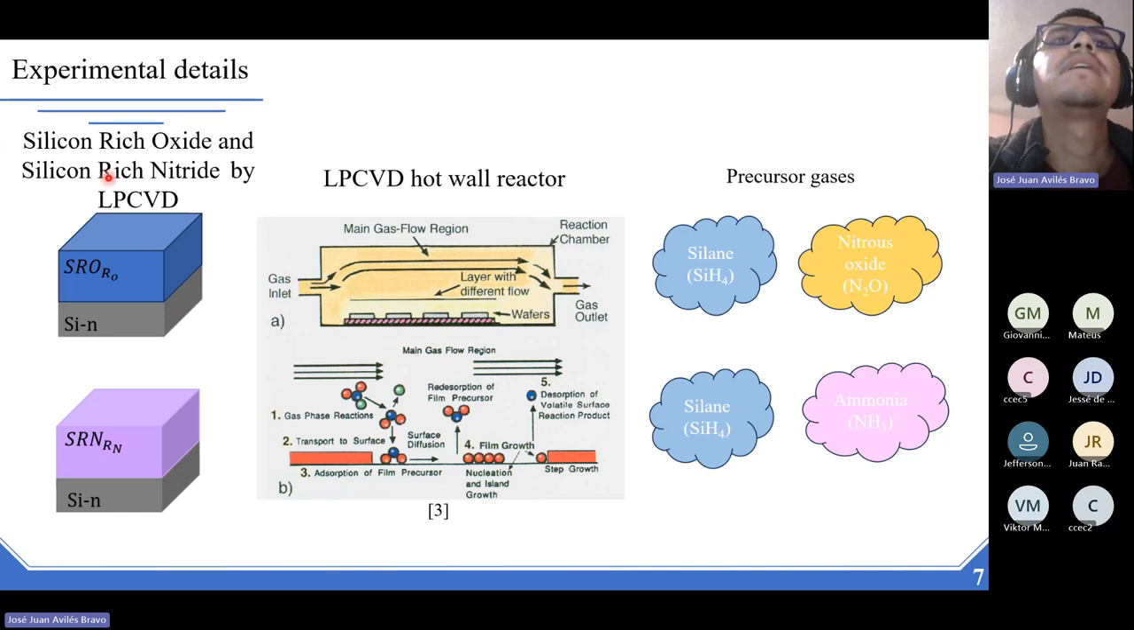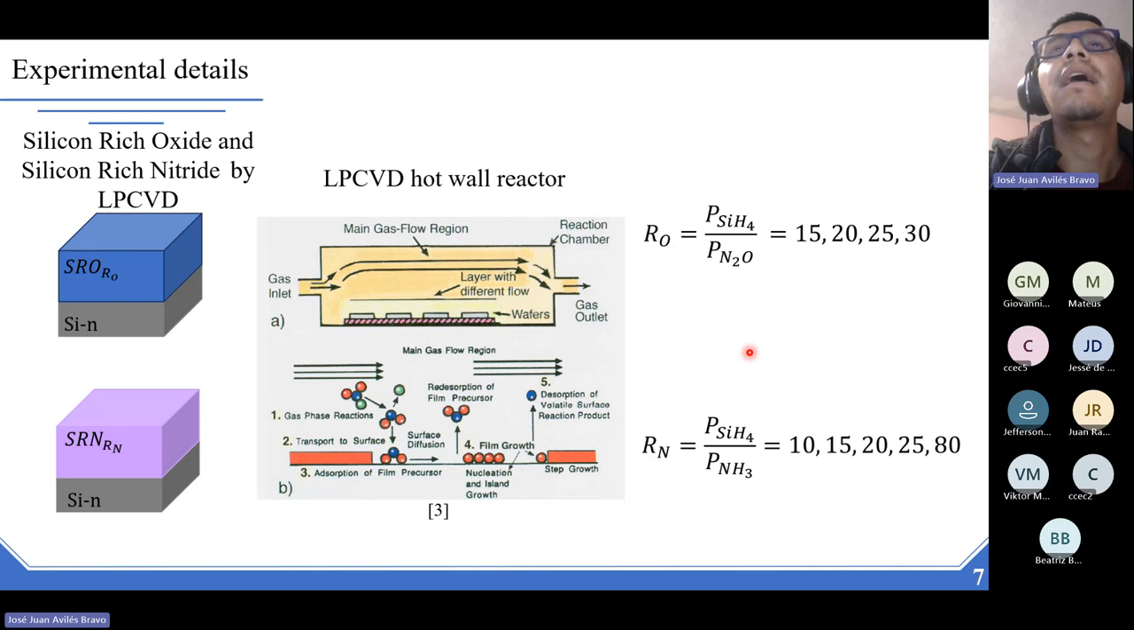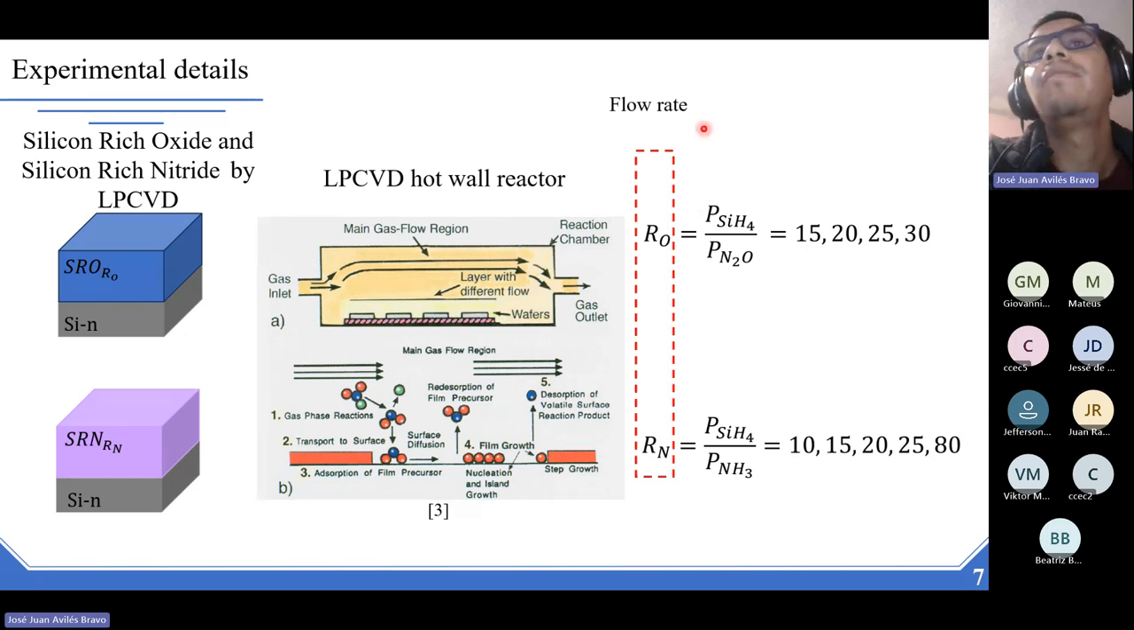For silicon-rich oxides, the precursor gases are silane and nitrous oxide. The silicon-rich nitride uses the precursor gases silane and ammonia. Controlling the flow rate of the precursor gas, I can change the silicon concentration in the dielectric matrix.